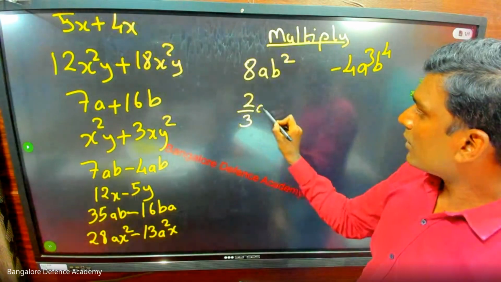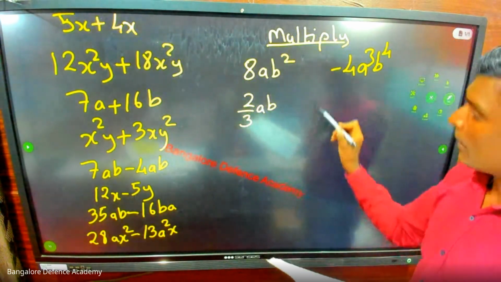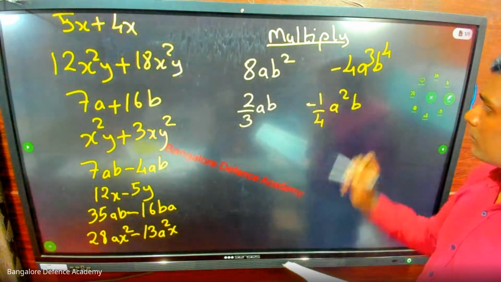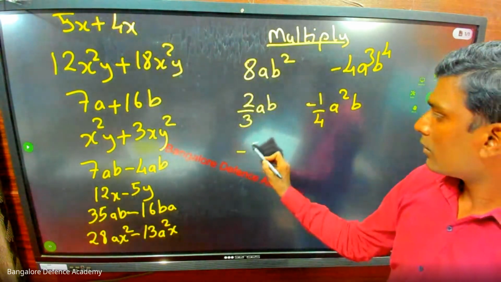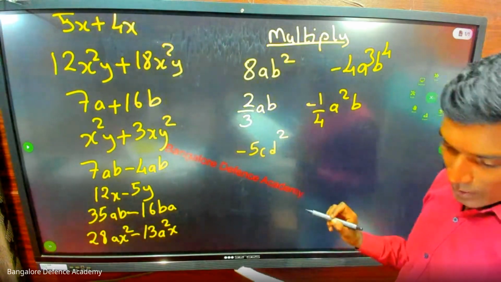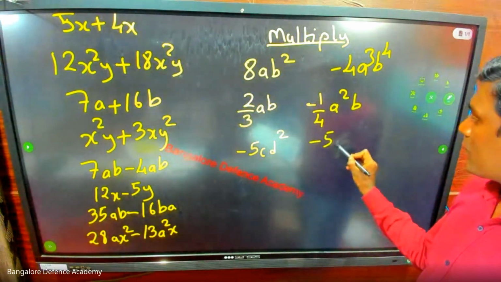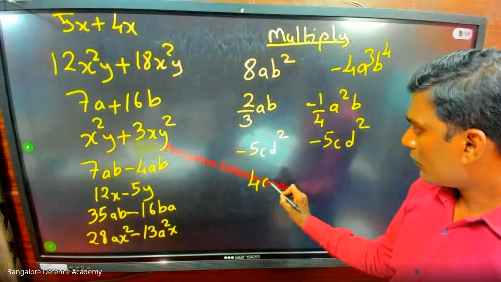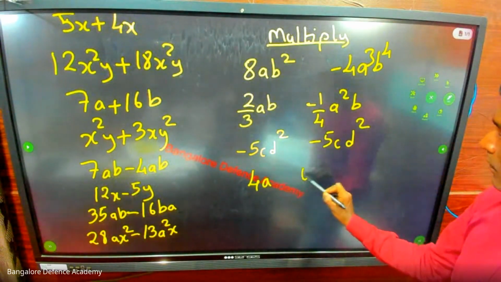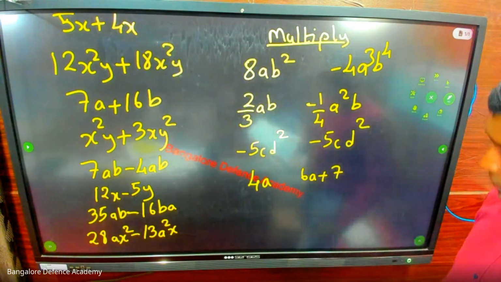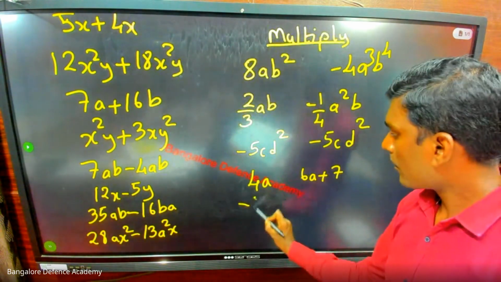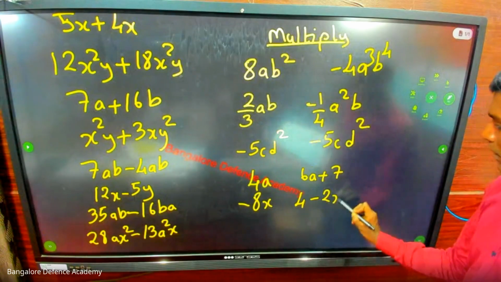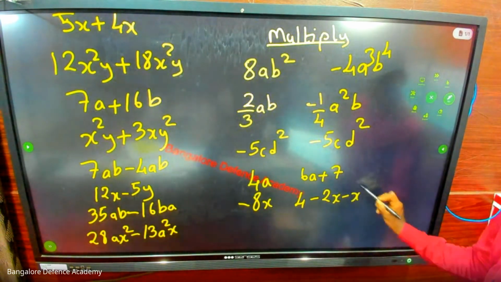Next, 2 by 3ab by minus 1 by 4 a square b. Next, minus 5cd square, minus 5cd square. Next, 4a, 6a plus 7. Minus 8x, 4 minus 2x, minus x square.